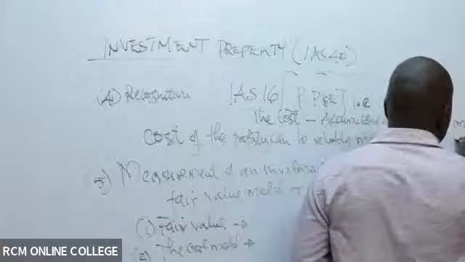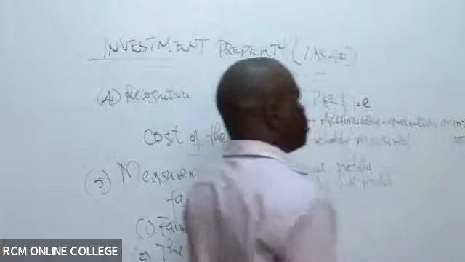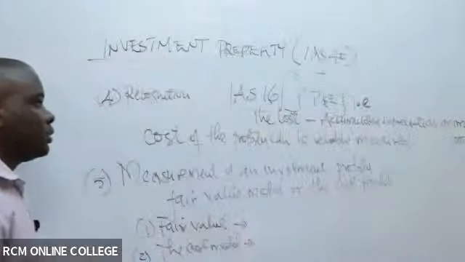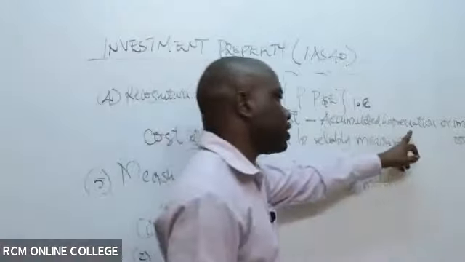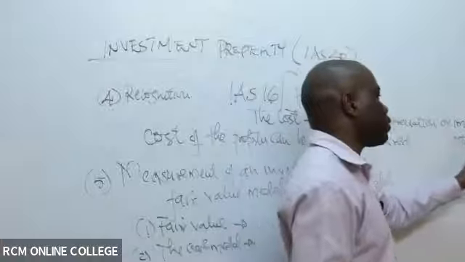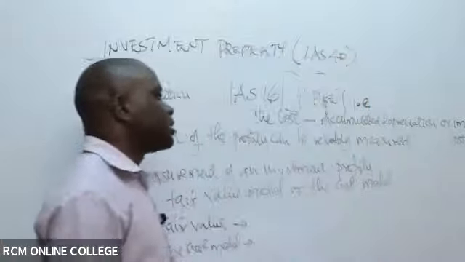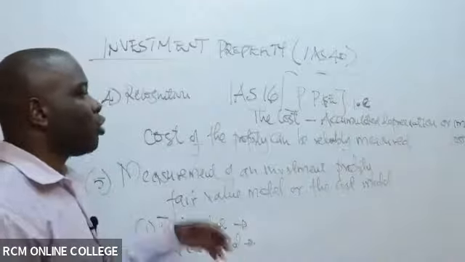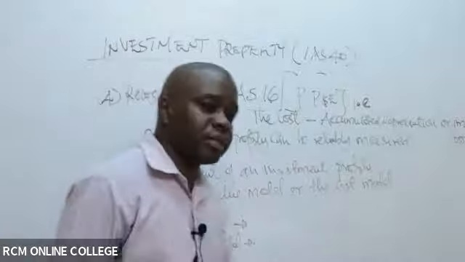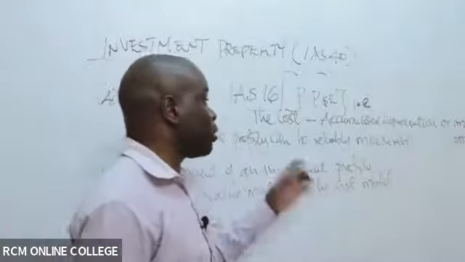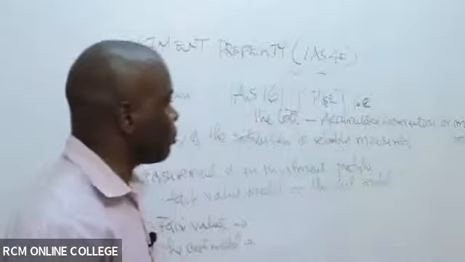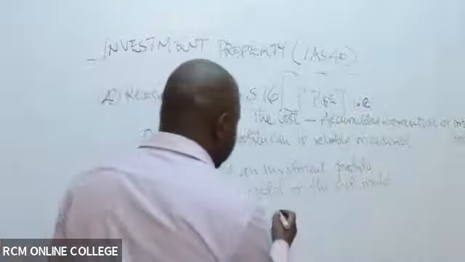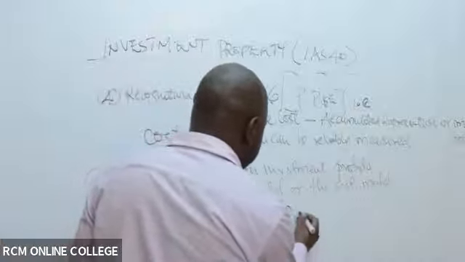So that is when you're using the cost model. You take the cost, you less the accumulated depreciation, or you less the impairment loss on that particular asset. That is basically what you'll recognize in the books of account. You take the cost, you less the depreciation, you get the net book value. So you can end by putting a note, an NB.